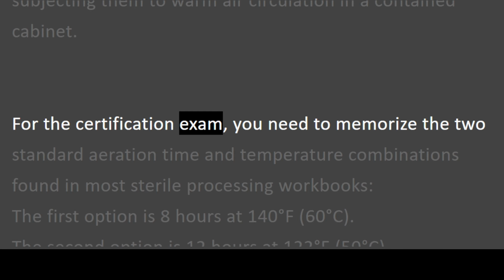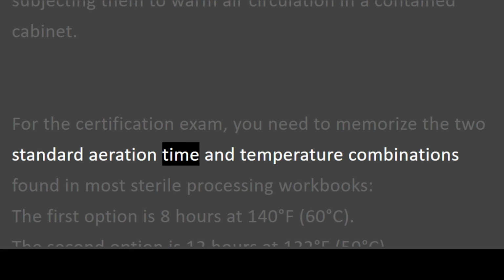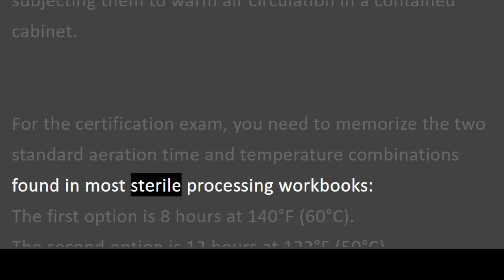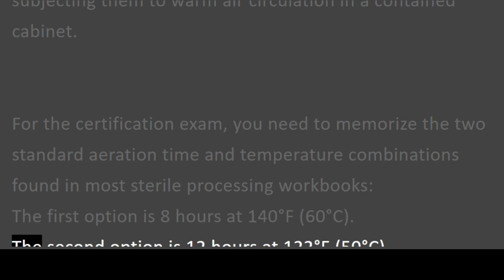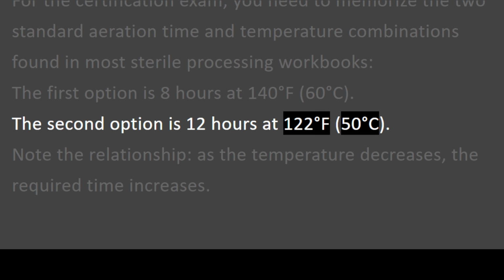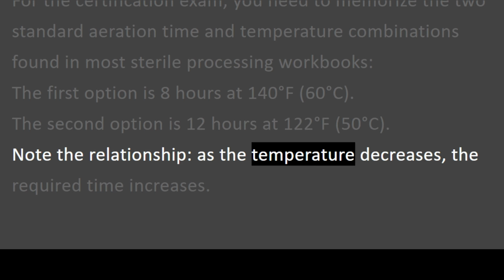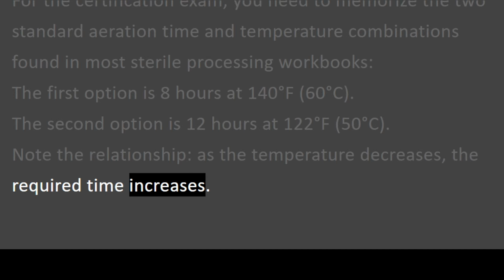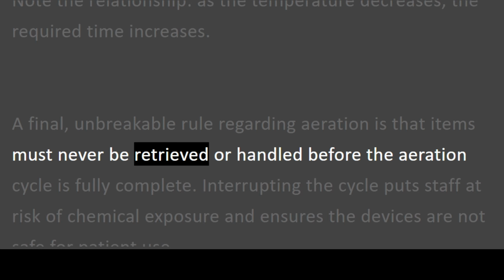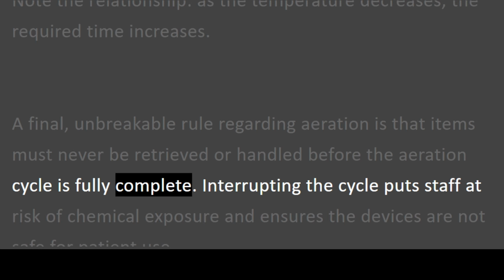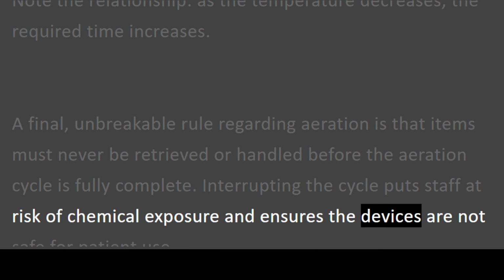For the certification exam, you need to memorize the two standard aeration time and temperature combinations found in most sterile processing workbooks. The first option is 8 hours at 140 degrees Fahrenheit, 60 degrees Celsius. The second option is 12 hours at 122 degrees Fahrenheit, 50 degrees Celsius. Note the relationship: as the temperature decreases, the required time increases. A final, unbreakable rule regarding aeration is that items must never be retrieved or handled before the aeration cycle is fully complete. Interrupting the cycle puts staff at risk of chemical exposure and ensures the devices are not safe for patient use.